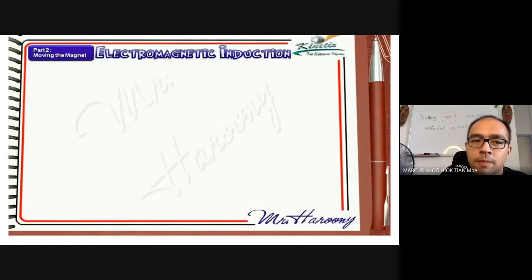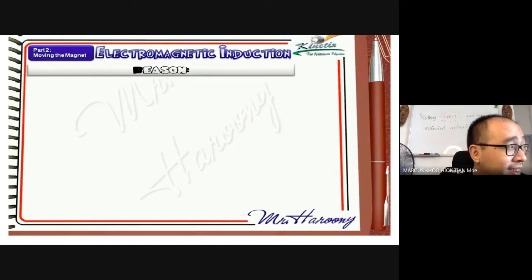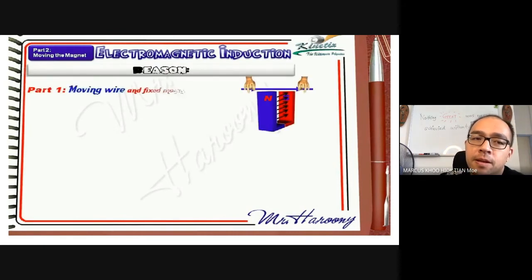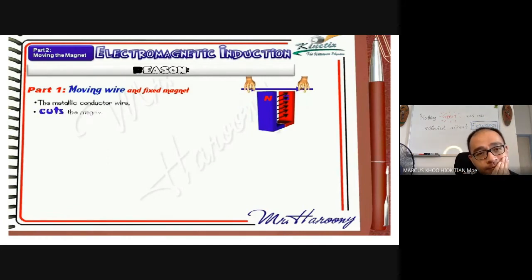Now we need to know the reason why moving a magnet towards a wire can cause an induced current. Remember, in the first part, our case was a moving wire with a magnet in place. This process produced an induced current, which is explained as follows. The metallic conductor wire cuts the magnetic field lines of the magnet, causing an induced current in the wire.